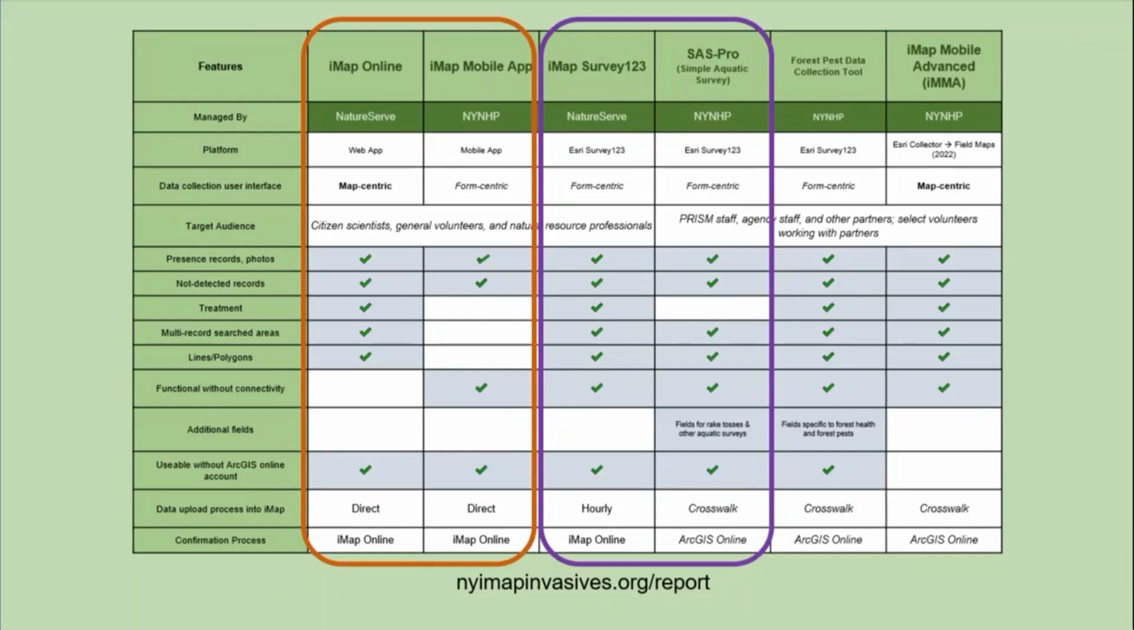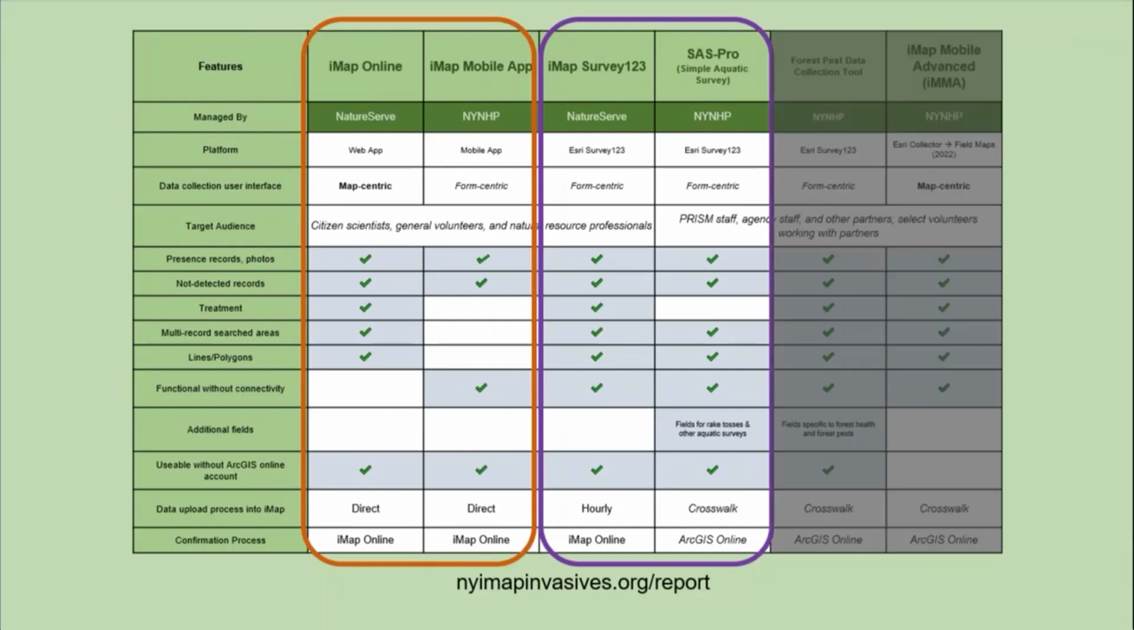And we do also have a couple of other tools, but I'm not going to focus on those today. One of them is more for terrestrial species, the forest pest data collection tool. And then iMap Mobile Advanced is a very powerful tool as well, but we generally try to see if people can try out the Survey123 first because it has a lot of the same functionality and it's a little bit easier. So we just generally try to start people on the Survey123 first, and if they need more, then they can go to the iMap Mobile Advanced.